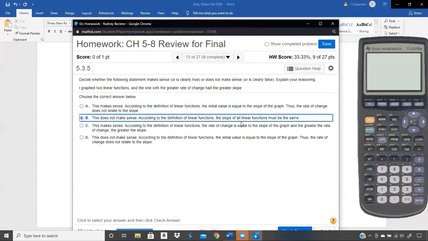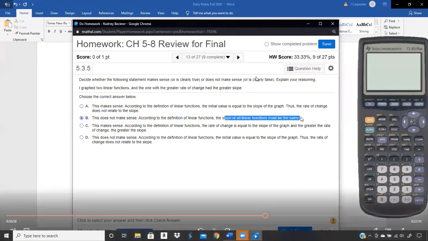According to the definition, the slope of all linear functions must be the same. No. The slope of all linear functions can be whatever the heck they want to be, whatever the heck they need to be. Also, in A, something else that was wrong is the initial value is not the slope of a graph. Slope and initial value are completely independent of each other. So B is trash because slopes of lines can be whatever given the scenario.